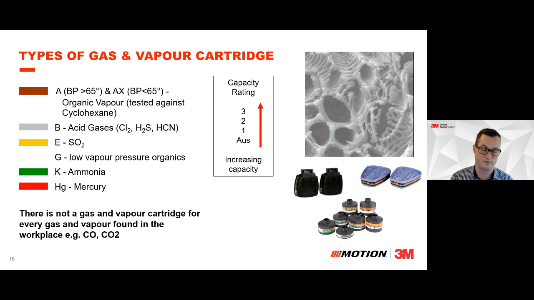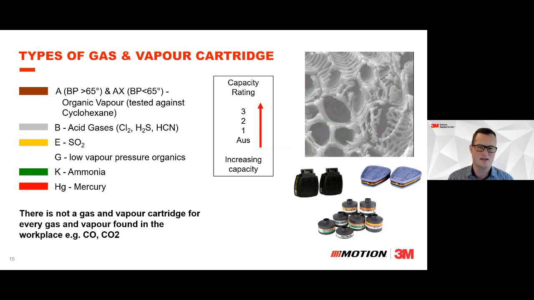So if you were to ring up Motion and say, look, I've got really high levels of carbon monoxide, we're going to say from the 3M range point of view, well, you need to go to a supplied air type of product as well. So that's why coming back to that hazard identification at the start of the process is so integral to appropriately select filters, or maybe need to go down a different pathway as well. So just to highlight, there isn't a gas and vapor cartridge for every type of contaminant you may be dealing with in the workplace. So hence why there's that process.